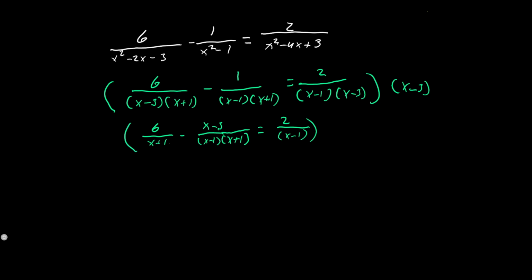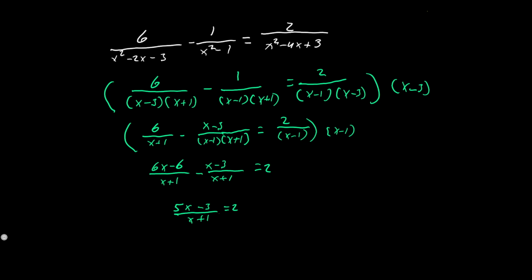Now we're going to multiply by x minus 1, so we can get 2 by itself, which is going to give us (6x − 6)/(x + 1) minus (x − 3)/(x + 1), which is equal to 2. Now we can add the two fractions, which is going to give us 5x, and 6 plus 3 gives us minus 3, over x plus 1, and that equals 2.